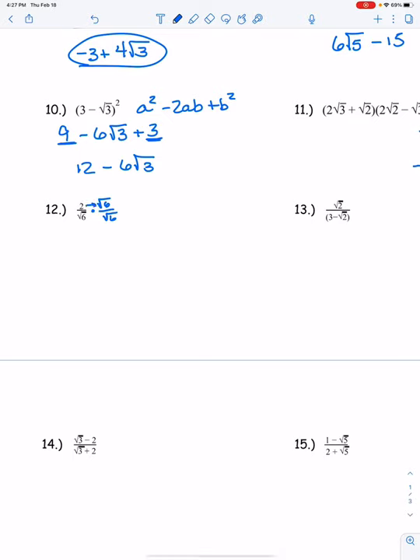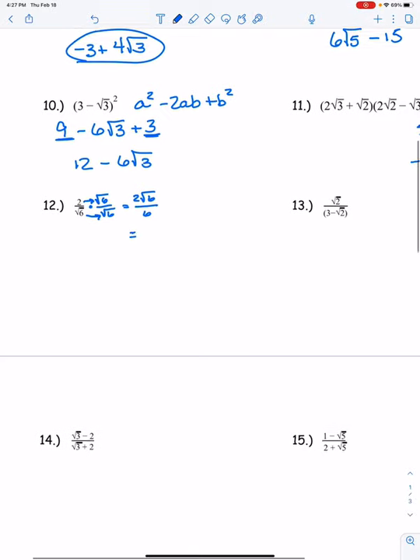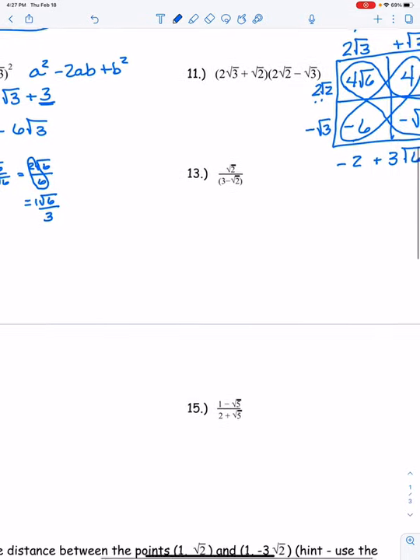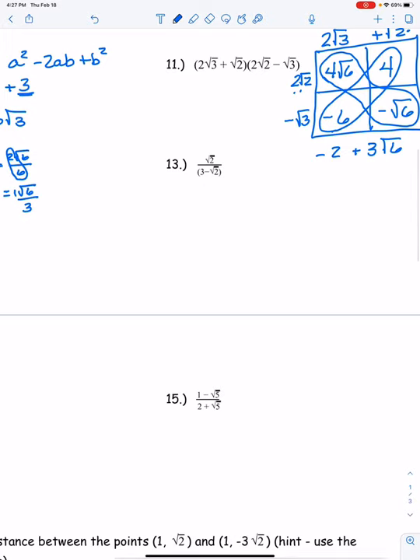2 times the square root of 6 gives me 2 the square root of 6. The square root of 6 times the square root of 6 gives me 6. Unfortunately, I'm not done because I can simplify 2/6, which gives me 1/3. So I'm going to end up with the square root of 6 over 3. And if you want to put the 1 there, you are welcome to do so. Okay? Here we go, number 13.